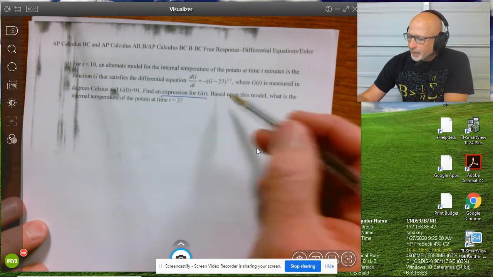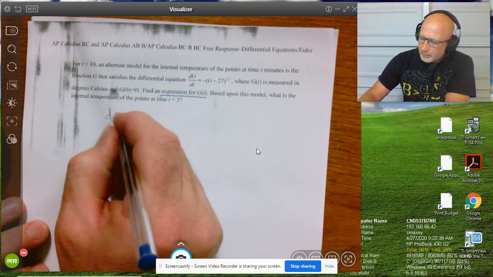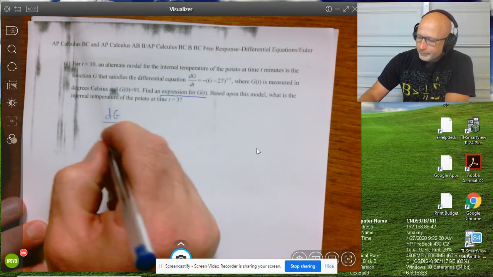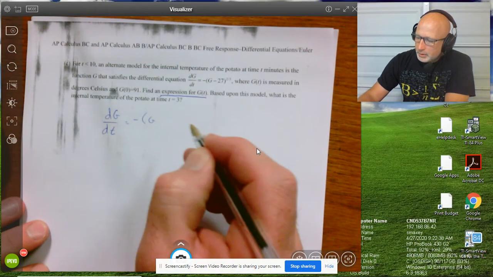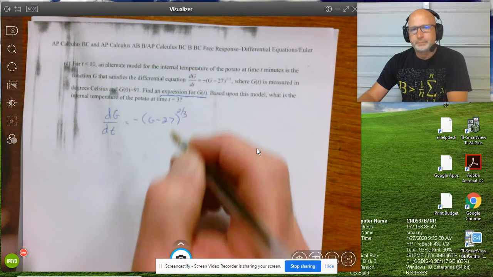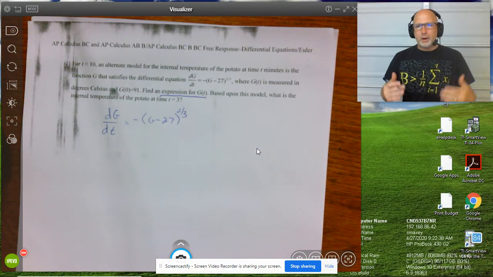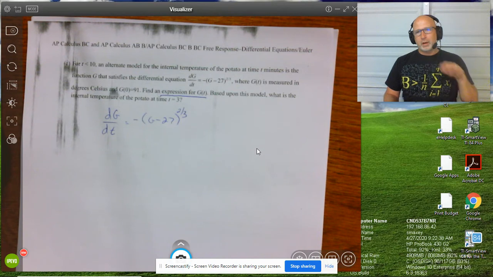Sorry about that. Okay, based upon this model, what is the internal temperature of the potato? So you have this differential equation, dg/dt equals negative (g minus 27) to the 2/3 power. Now, how do you start off with a differential equation like this and get back g? Separation of variables. You only know one way to solve a differential equation here, and that's separation of variables.